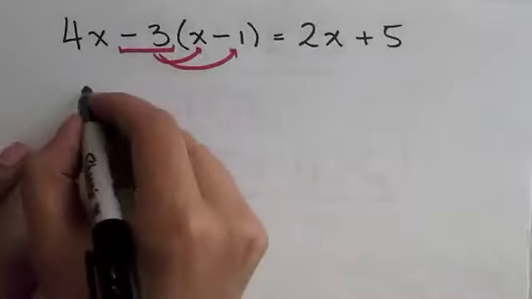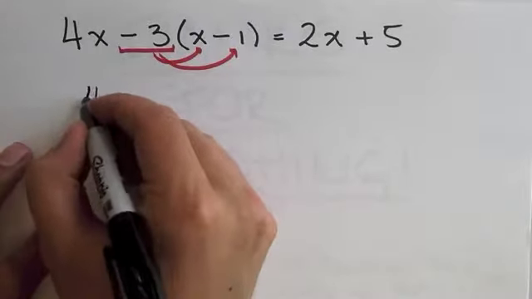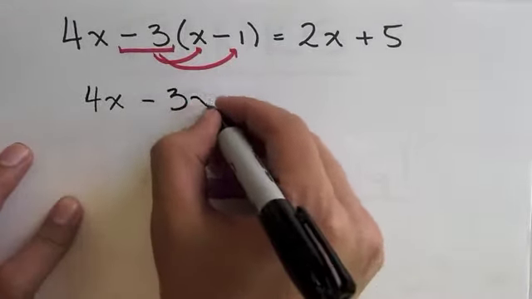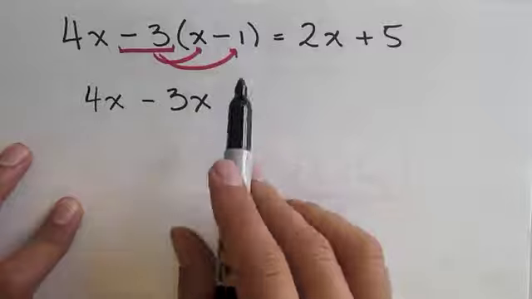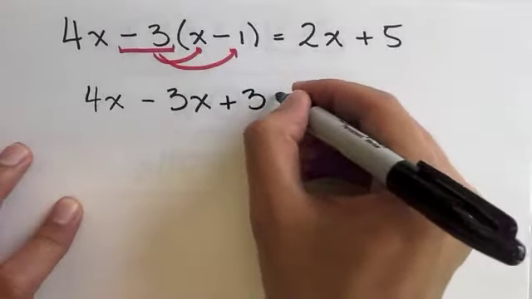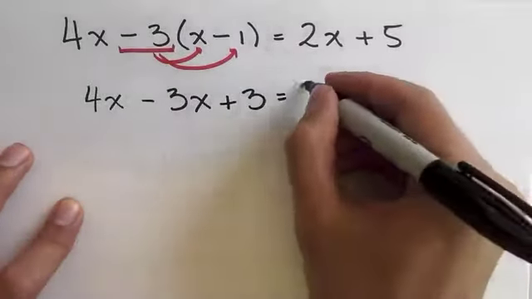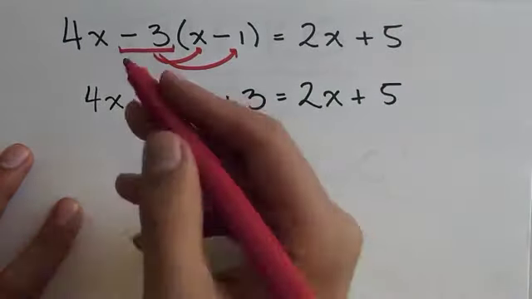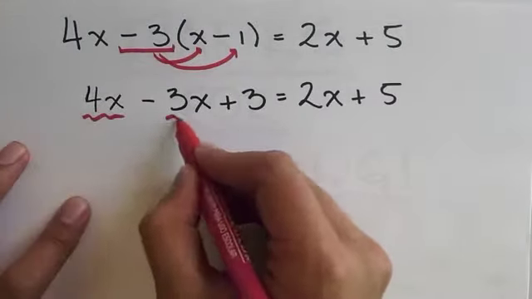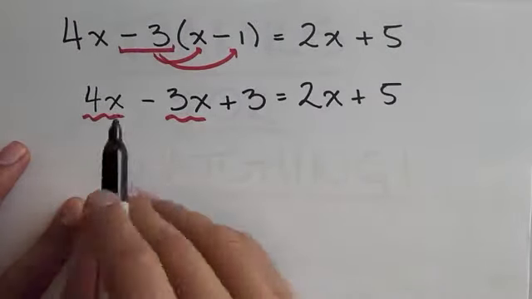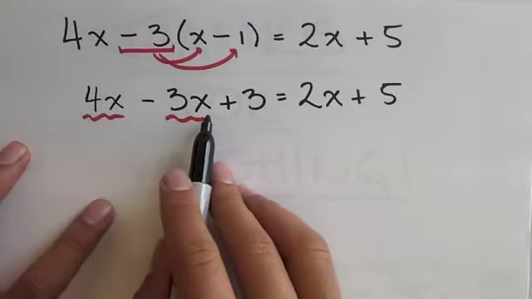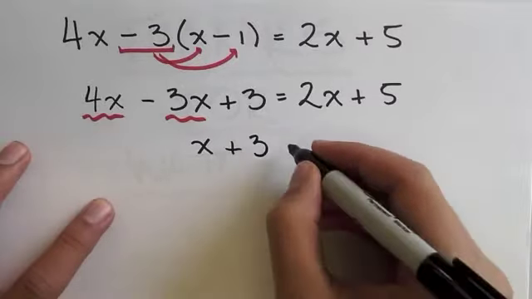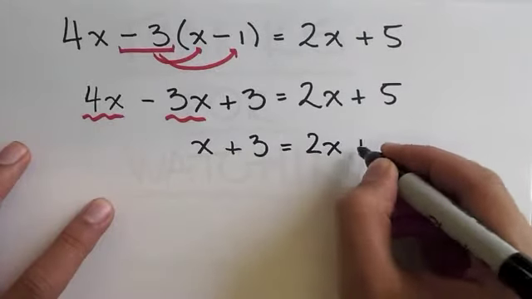When I do this, I obtain 4x stays the same. Negative 3 times x, I obtain negative 3x. Negative 3 times negative 1 gives me a positive 3. And on the right side, everything stays the same. Applying our usual sequence of events, I begin solving for similar terms. 4x minus 3x gives me just x, plus 3 is going to give me 2x plus 5.